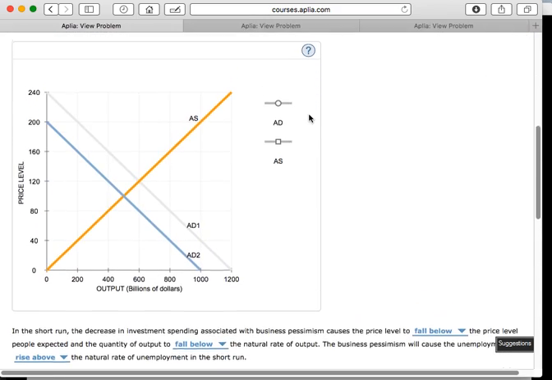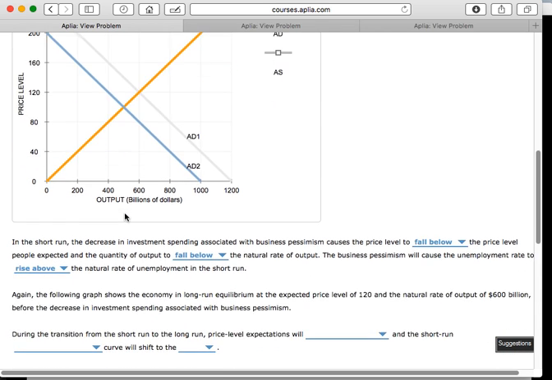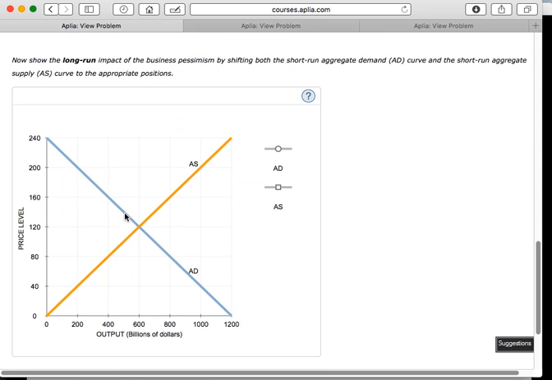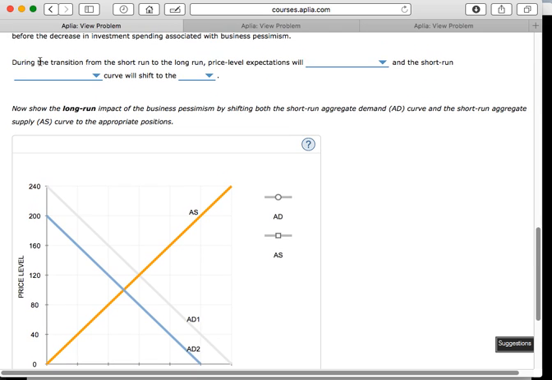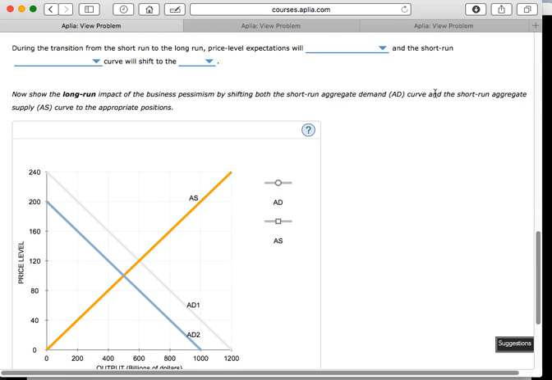Long story short, in this first graph, we already said that a reduction in investment spending shifts the aggregate demand curve to the left or down. So it's saying, go ahead and repeat that shift, and now tell me what's going to happen in the long run. As we transition from the short run to the long run, what's going to happen here? Well, let's go back to our slides.